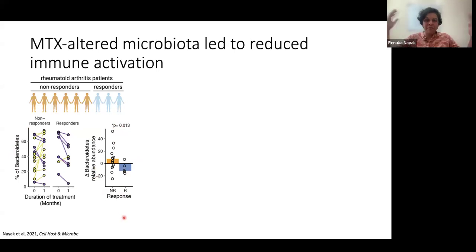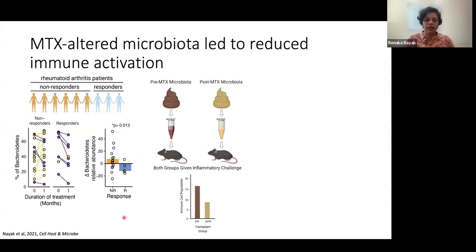But it was also cool that we're seeing Bacteroides come up again: in vitro, in mice, in vivo, and now in our clinical samples. And that's really what prompted this next study, where we did a fecal microbiota transplant into mice. We took stool samples from one patient before that patient got treated with methotrexate, and also after. We took mice, probably about 10 in each group, and colonized them with either a pre-methotrexate microbiome or a post-methotrexate microbiome.